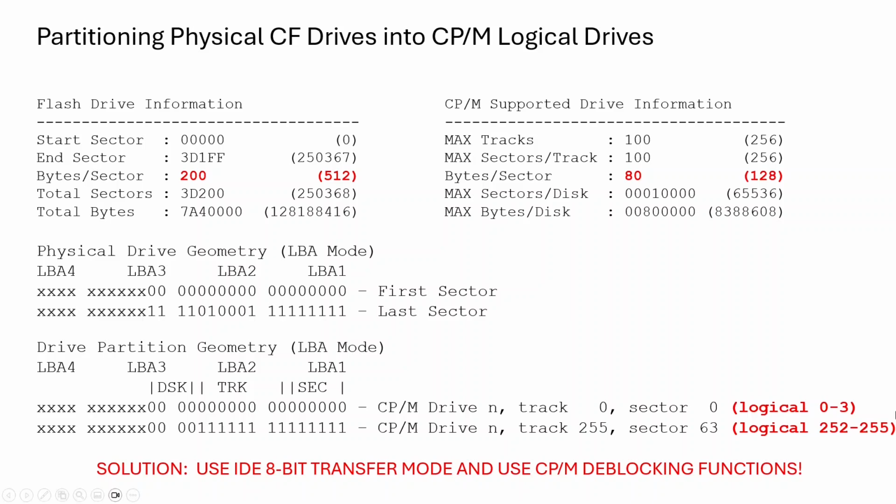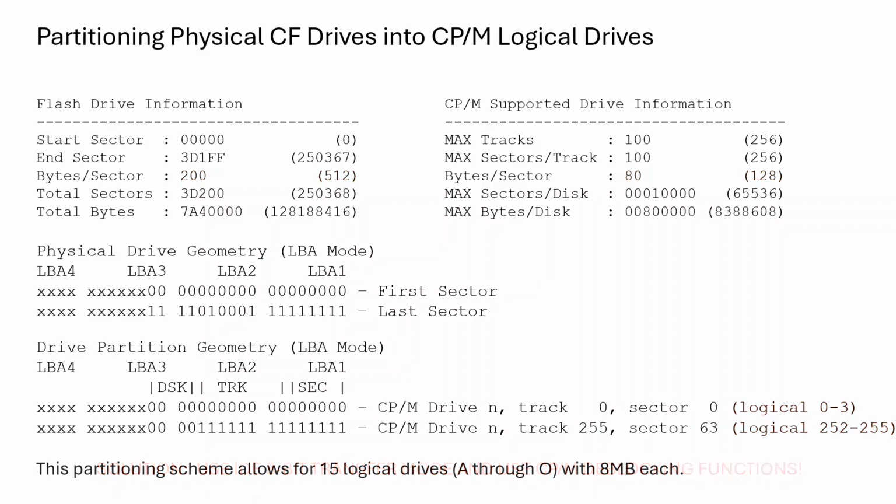The deblocking functions will take a physical sector, like sector 0, and create 4 logical sectors. Notice sector 0 has logical sector 0 through 3. Whereas my last sector on the disk, last physical sector, 63, by the time you get to the end of the disk, is logical sector 252 through 255.